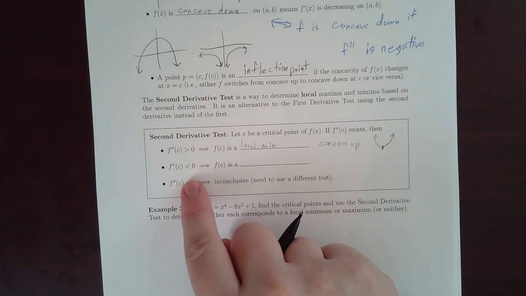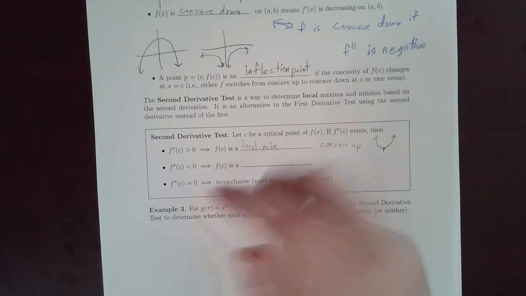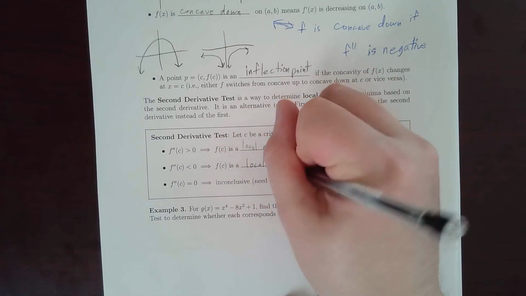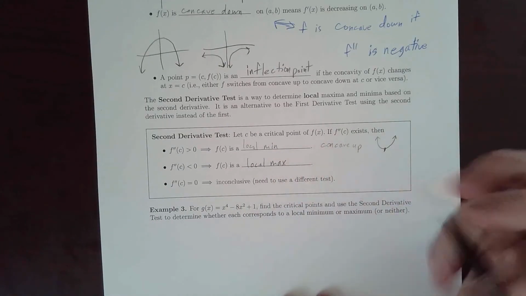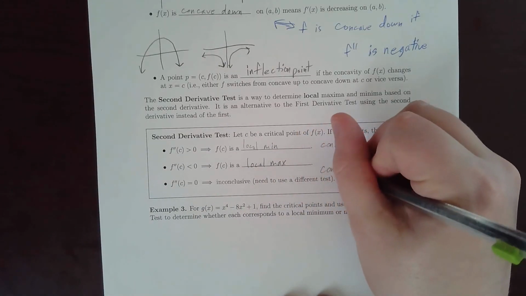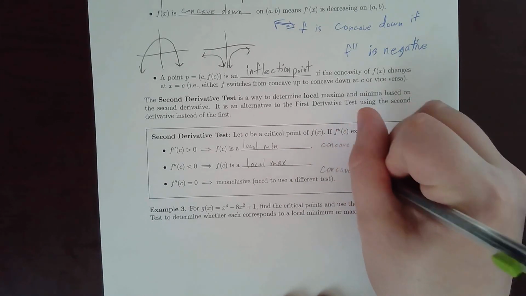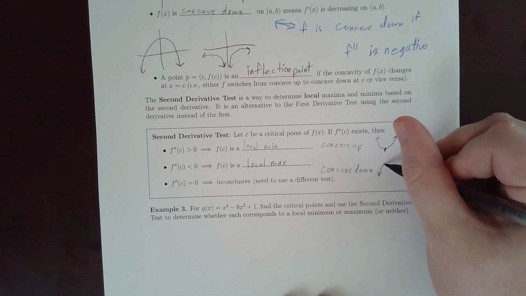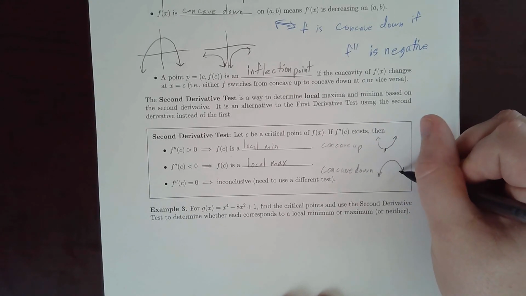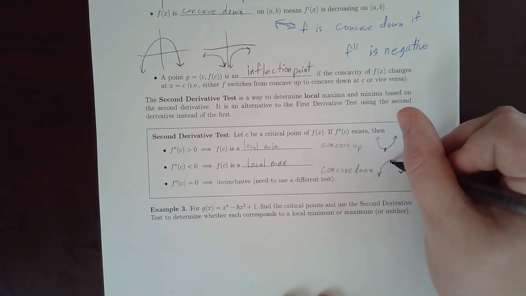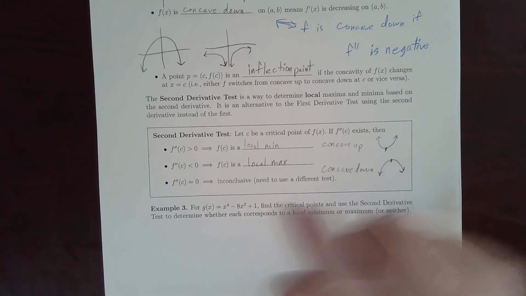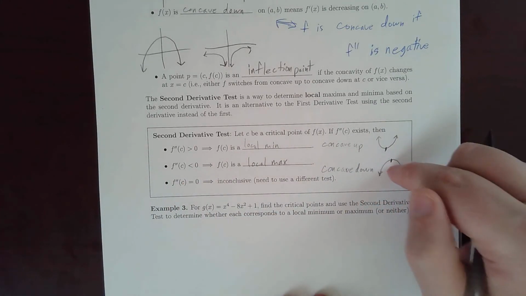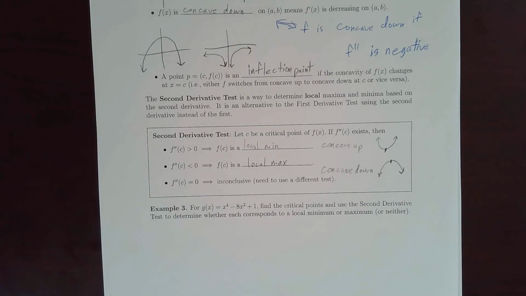However, if the second derivative is less than 0, it's negative, then f of c is a local max. So again, we're saying we have some critical point here, and we have a concave down function. So that meant we were going from increasing to decreasing. And so our derivative was decreasing during that time, which means the second derivative is negative, and that means that we went from being positive to being negative, and so that critical point will be at a local max.